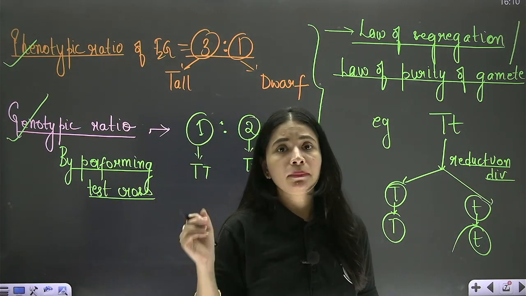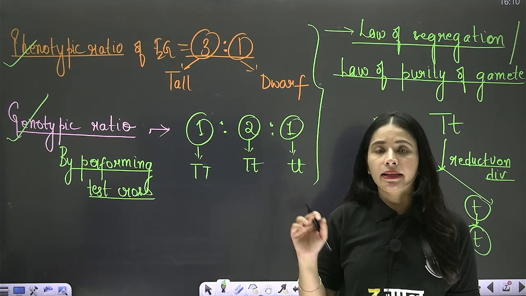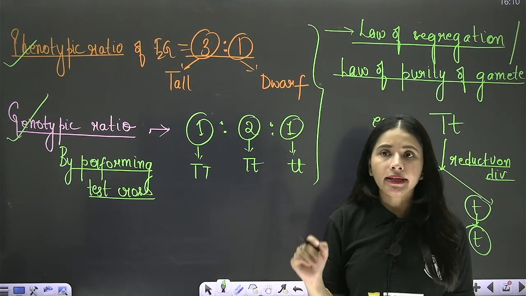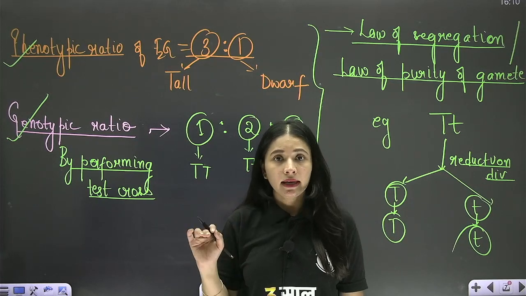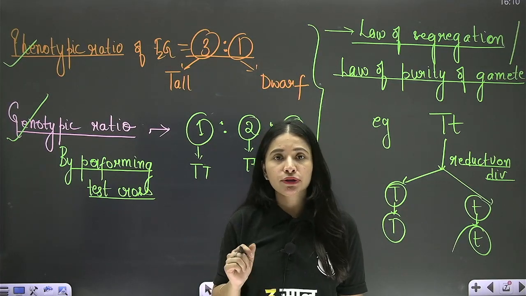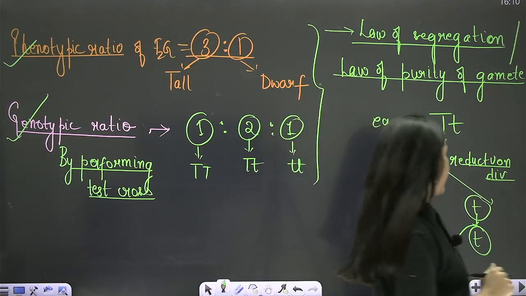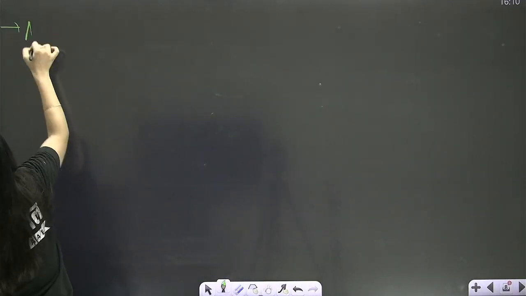Why purity? Purity stands for haploidy. That is, out of the two alleles, every gamete is going to receive only one allele. Clear? So now what are you going to write for the law of segregation? See everyone.